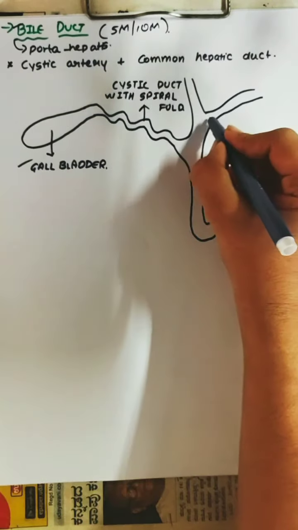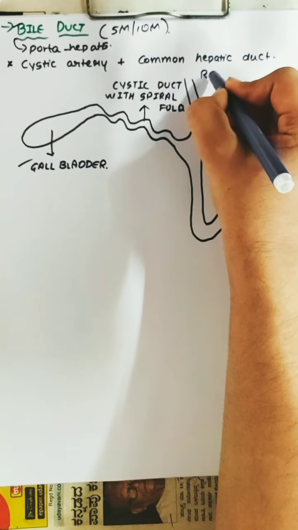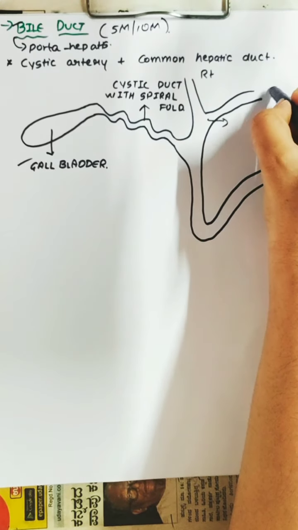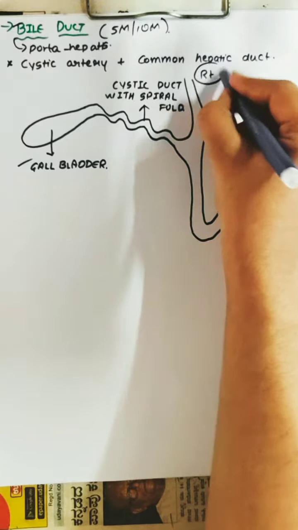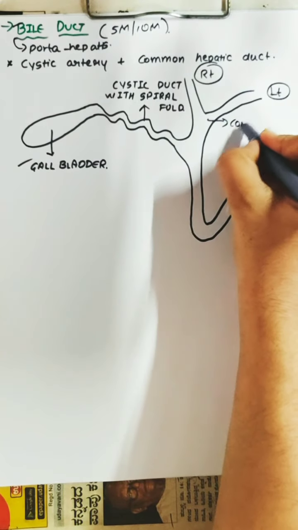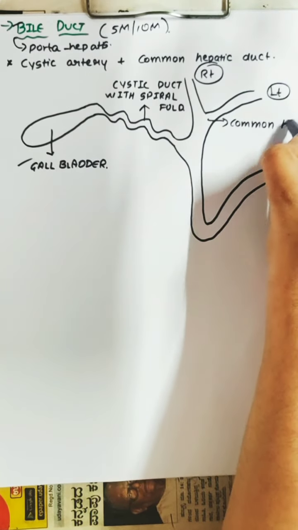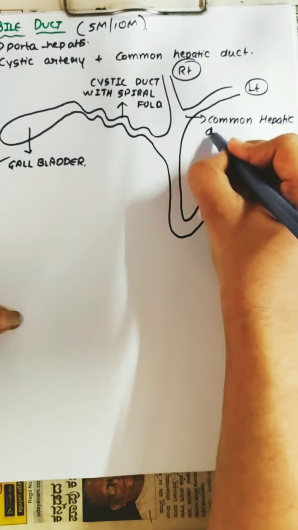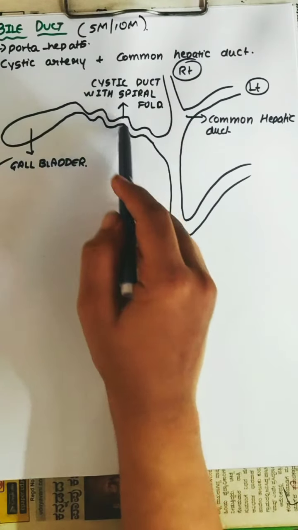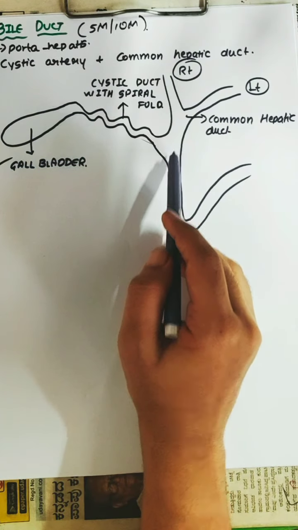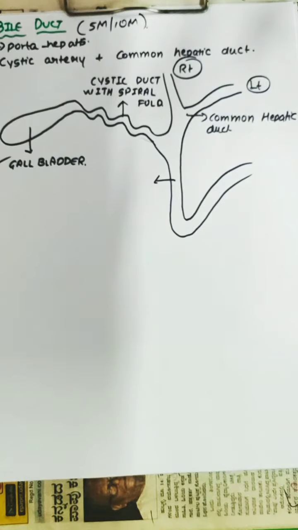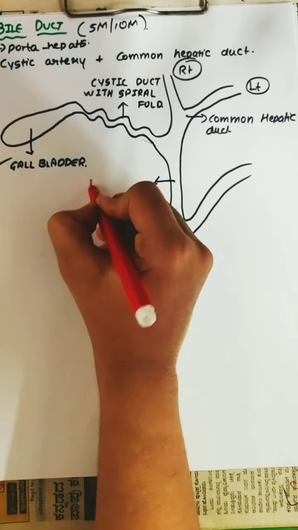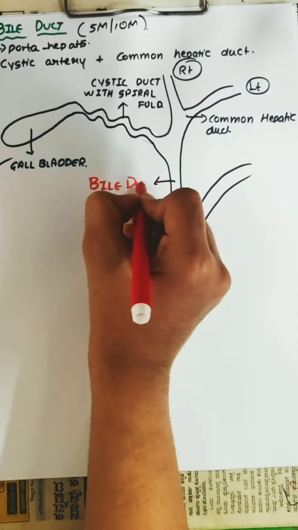Next, this is the right hepatic duct and left hepatic duct, which combine to form the common hepatic duct. So the cystic duct as well as the common hepatic duct form the main topic which we are going to speak about now, that is the bile duct.